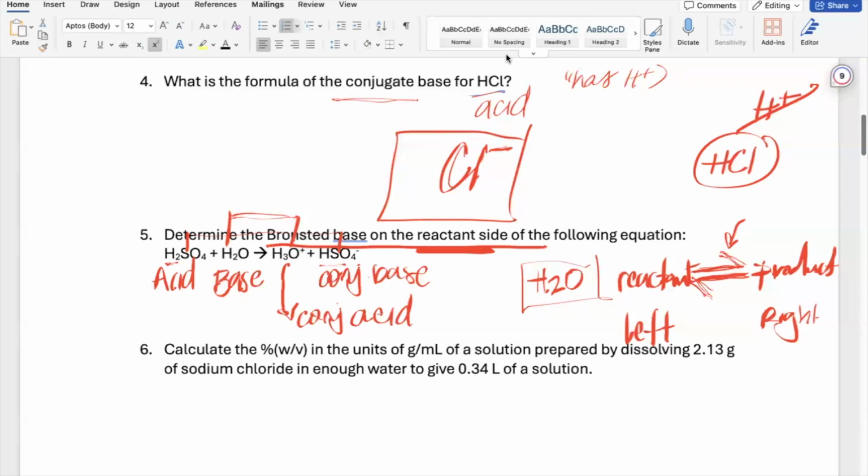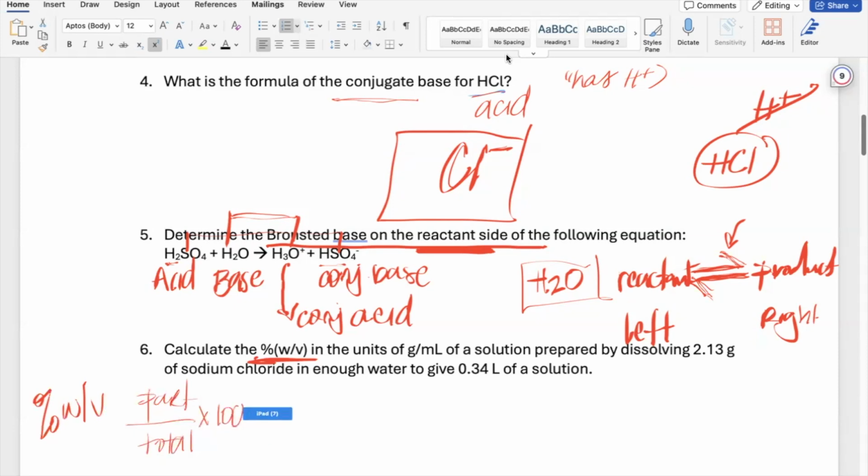Okay, so number 6. So we're out of acid base. We're into our concentration, which this was module 3. So calculate the percent weight volume in the units of grams per mil of a solution prepared by dissolving 2.13 grams of sodium chloride in enough water to give 0.3 liters of solution. So percent weight volume. What to remember? It's part over total times 100.